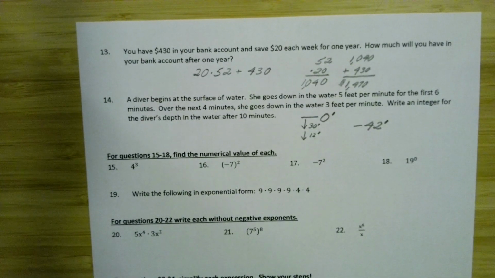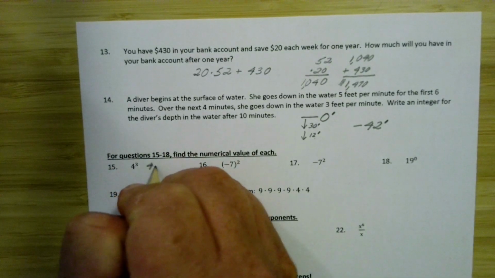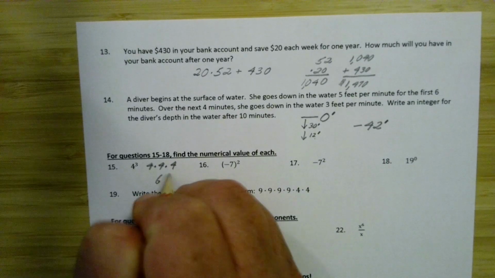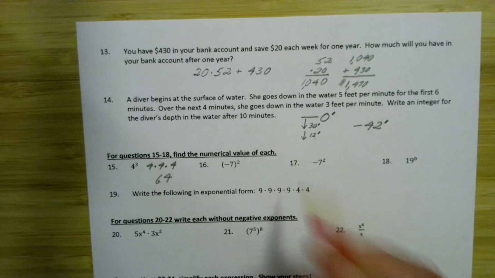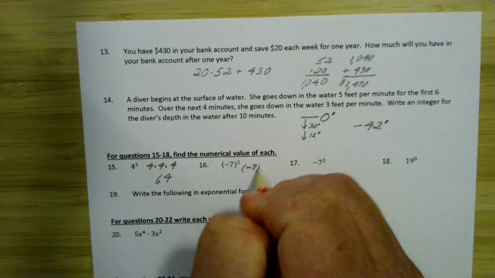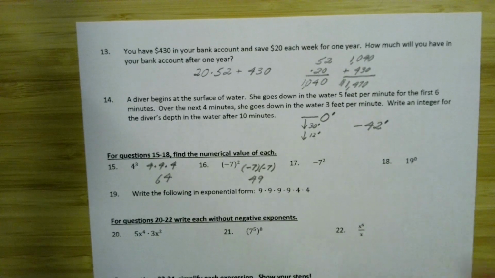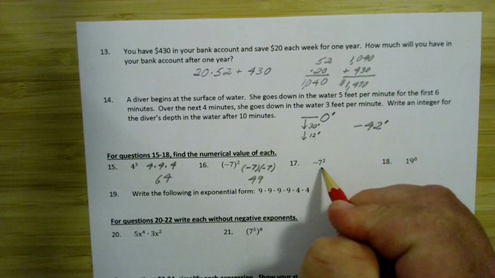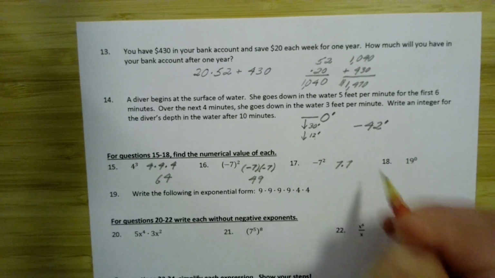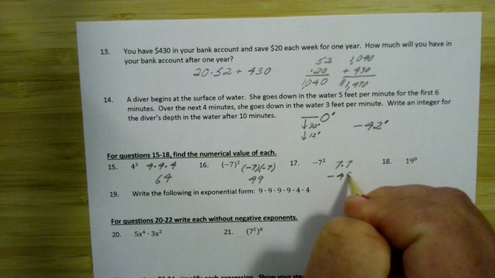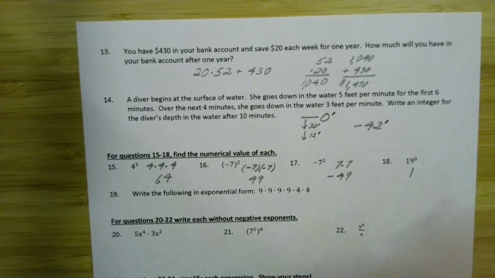Let's look at 15. This is all exponents. So this is 4 cubed, which means 4 times 4 times 4, which is 64. On 16, this is the quantity negative 7 squared. This means I'm going to take negative 7 times itself, and that's going to result in 49. But notice the parentheses are missing on 17. This is just squaring the 7. This is really 7 times 7, and we're going to make our answer negative, or the opposite, negative 49. And then anything to the 0 power is 1.